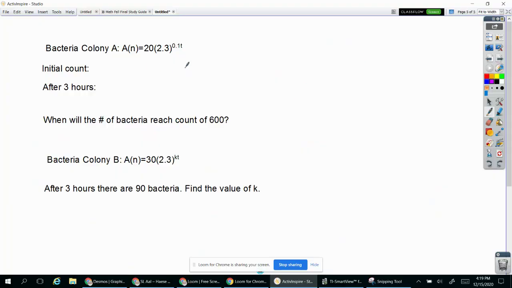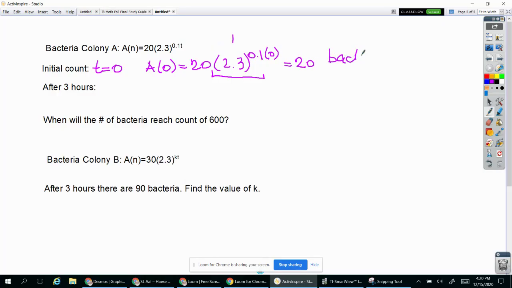Let's look at this problem. So we have a bacteria colony A. The model represents the growth of the bacteria. So let's find out what the initial count of bacteria is. The initial count means that t is 0. A of 0 equals 20 times 2.3 raised to the 0.1 times 0. This whole part, because it's raised to the 0 power, is going to be 1. So this is 1 times 20. This is just 20. So there were 20 bacteria to start off with.